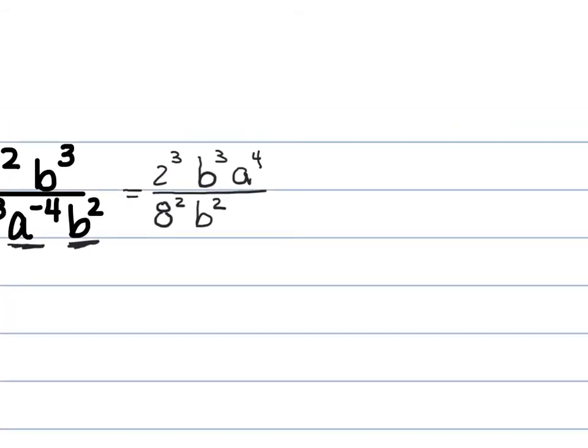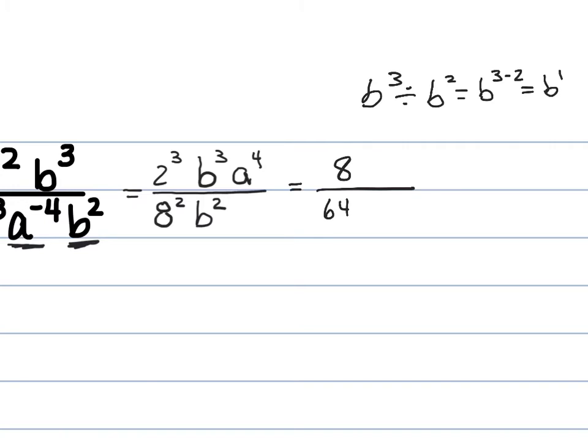So here we go. On the top, we've got 2 times 2 times 2, which is 8. On the bottom, we've got 8 times 8, which is 64. On the top, we've got b to the third power. On the bottom, we've got b to the second power. So right there, we can say b to the third power divided by b to the second power is the same thing as b to the 3 minus 2, which is b to the first power, or just a b on top.